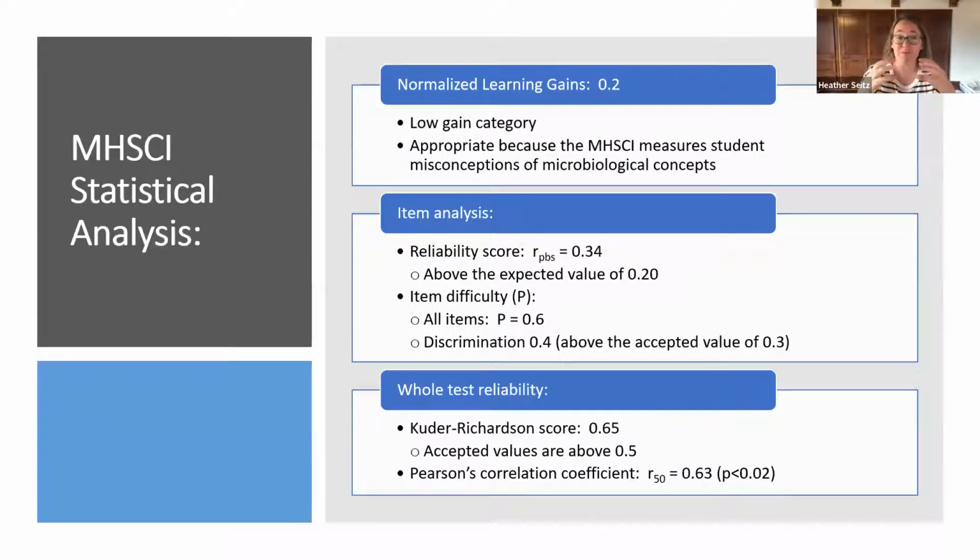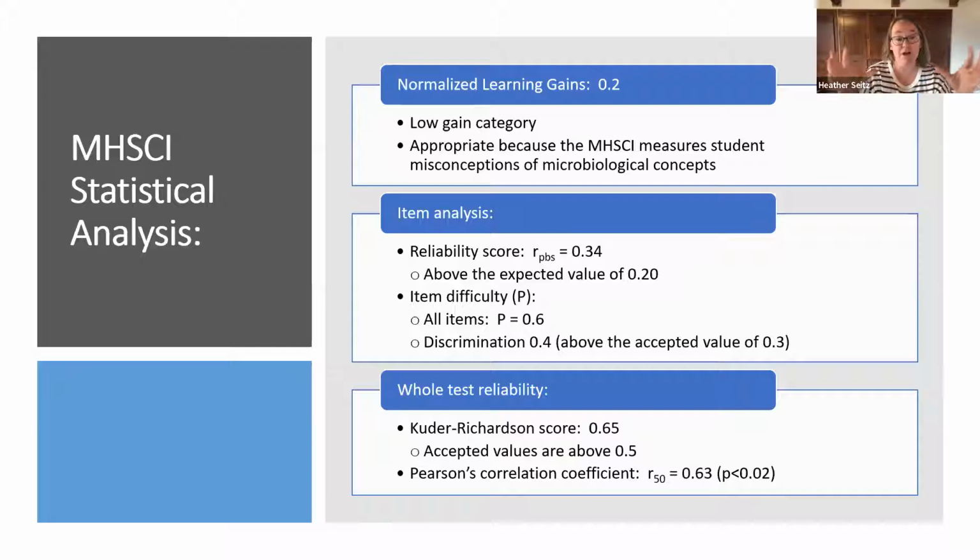So looking at our specific assessment, this is data from the Microbiology for Health Sciences Concept Inventory. We have a normalized learning gain of 0.2. I mentioned already that it's in the low gain category, and that makes sense because we really are talking about student misconceptions, and difficult ones at that. When we looked at item reliability, we still do and have a high reliability for our instrument. Our reliability score is 0.34, which is above the expected value of 0.2.